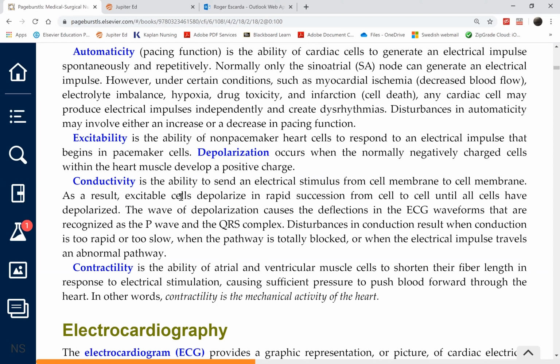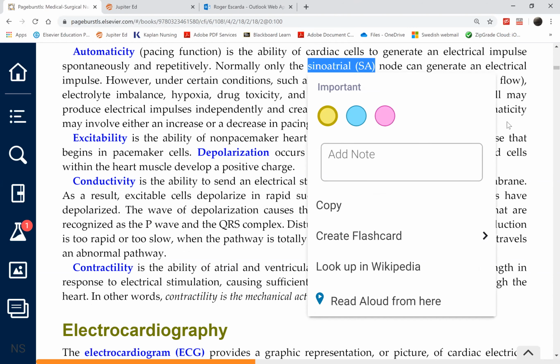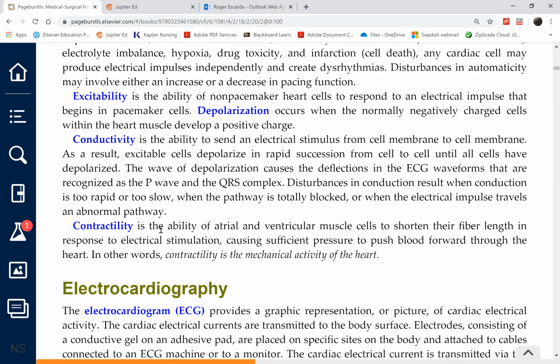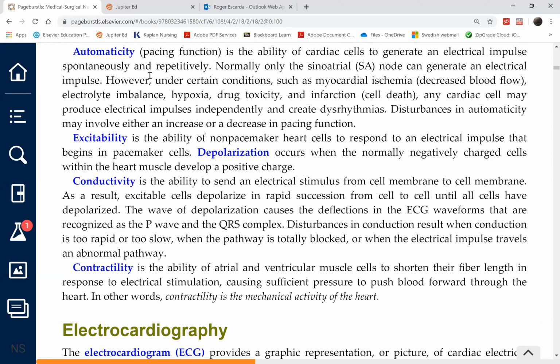Another is excitability. Excitability meaning each cell in the heart can be excited by those nerve impulses coming from itself. Conductivity meaning they can conduct that electrical impulse, generated in this instance by the SA node, which is our primary pacemaker. Each cell in the heart can conduct that. However, contractility, just like automaticity, are functions or characteristics that are possessed by specific cells only in the heart.